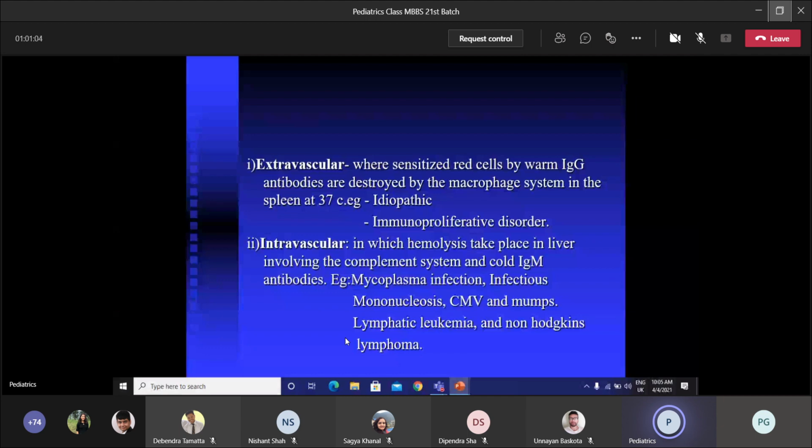In extravascular, the red cells are sensitized by warm IgG antibodies, and these sensitized red cells are destroyed by the macrophage system in the spleen at 37 degrees Celsius. Examples are idiopathic, where the cause is not known, and immunoproliferative disorders. Immunoproliferative disorders may be leukemia, lymphoma, all of which can cause it. Intravascular, in which hemolysis takes place in the liver.